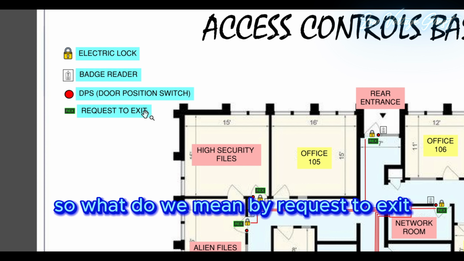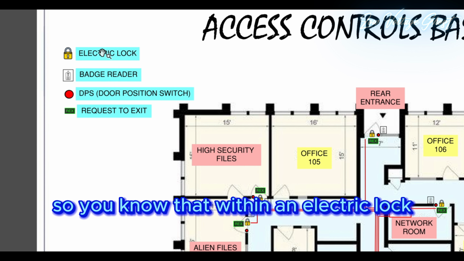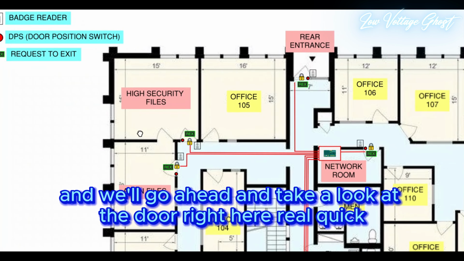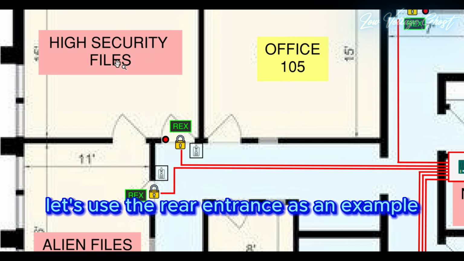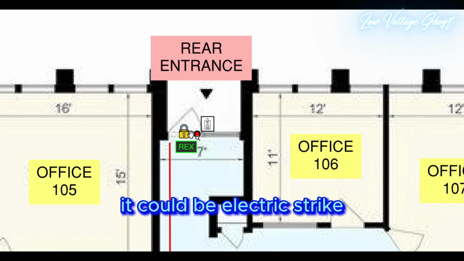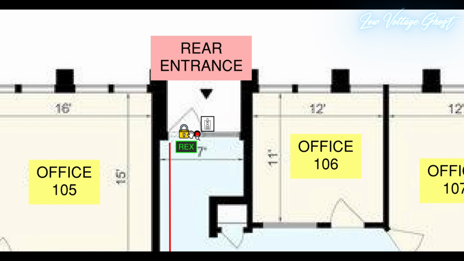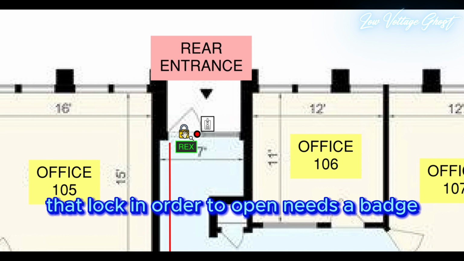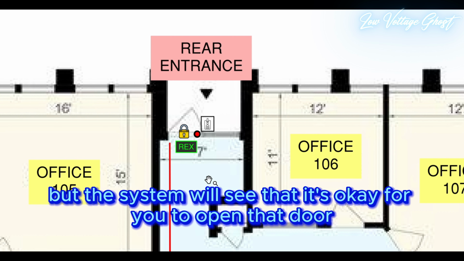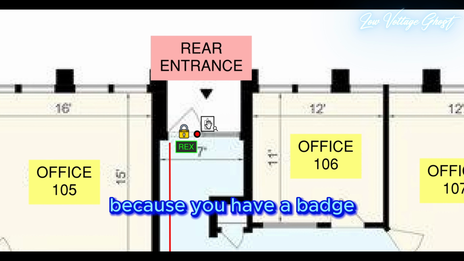So what do we mean by request to exit? You know that with an electric lock, in order for you to go in through that door, and we'll take a look at the door right here real quick, let's use the rear entrance as an example. You have your lock. It could be an electric strike, mag lock, etc. That lock, in order to open, needs a badge. So if you scan your badge and go through the door, the system will see you opening the door, but it will see that it's okay for you to open that door because you have a badge.